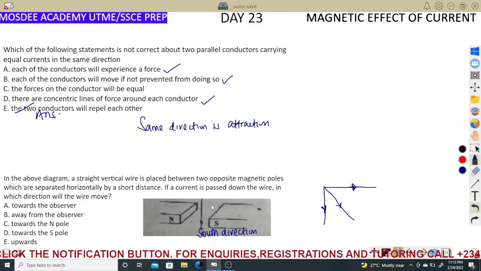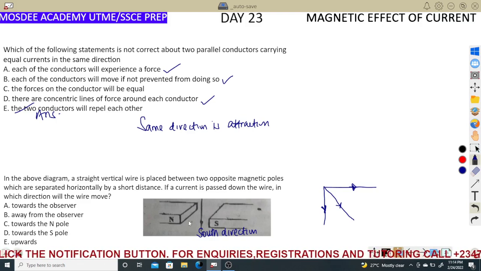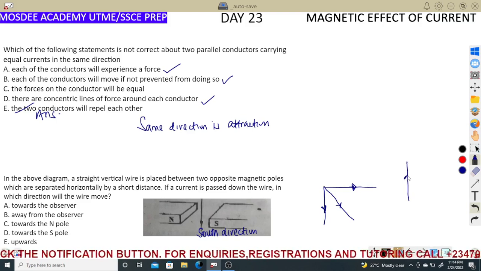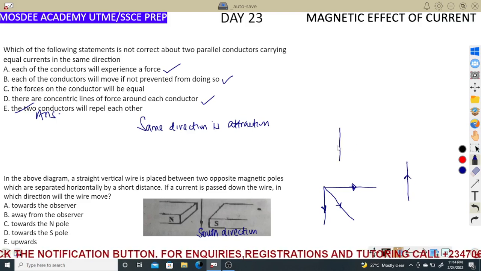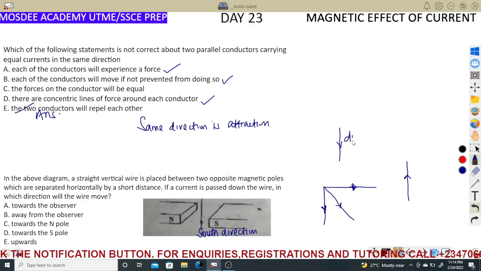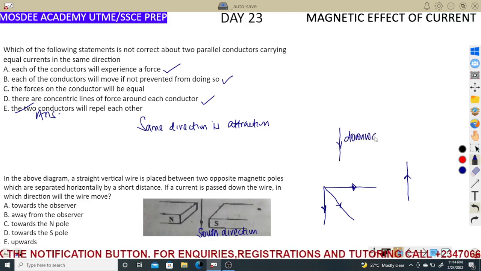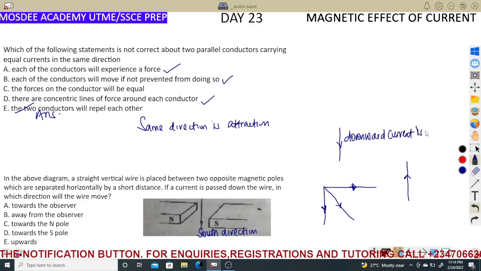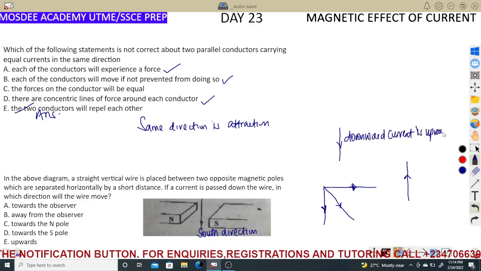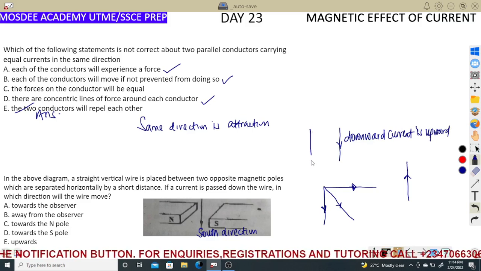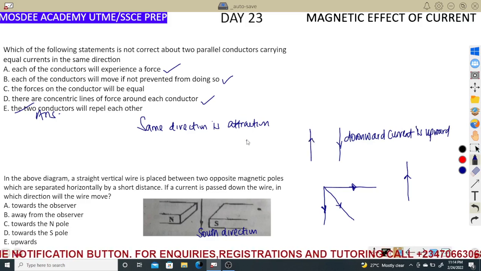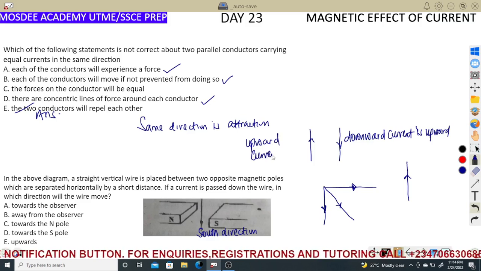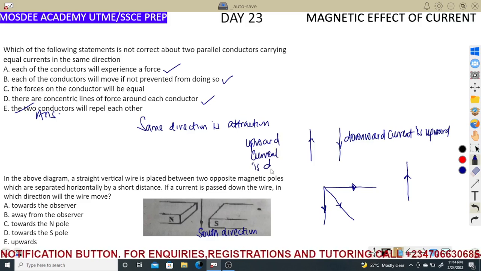Now, the direction in which the wire will move will be upward. Please, we say downward current, right? It is upward. And upward current, short point, is downward.